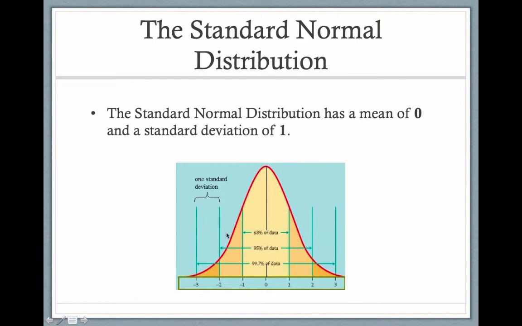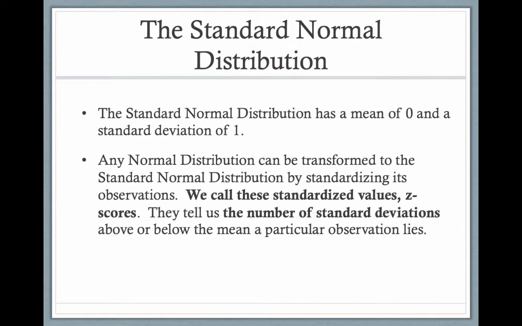All right, so the standard normal distribution has a mean of 0 and a standard deviation of size 1. And every single normal distribution can be scaled or standardized so that it fits the standard normal distribution. Like I said, any normal distribution can be transformed by standardizing its observations. We call these standardized values z-scores. They tell us the number of standard deviations above or below the mean a particular observation lies.